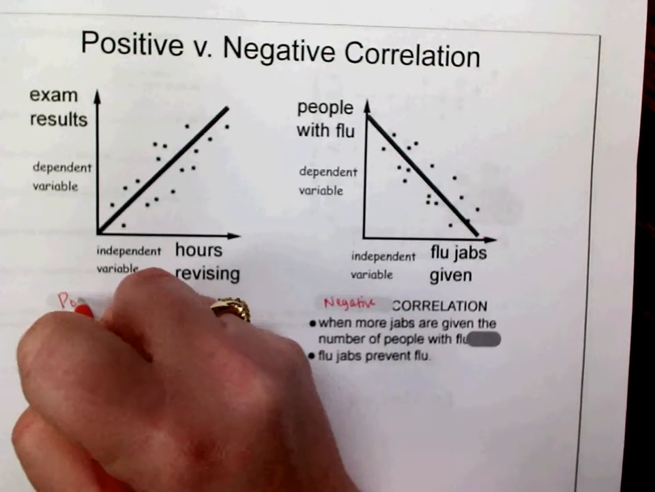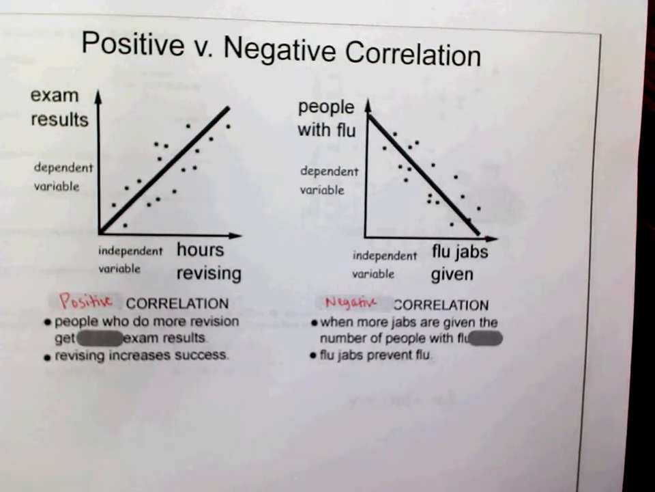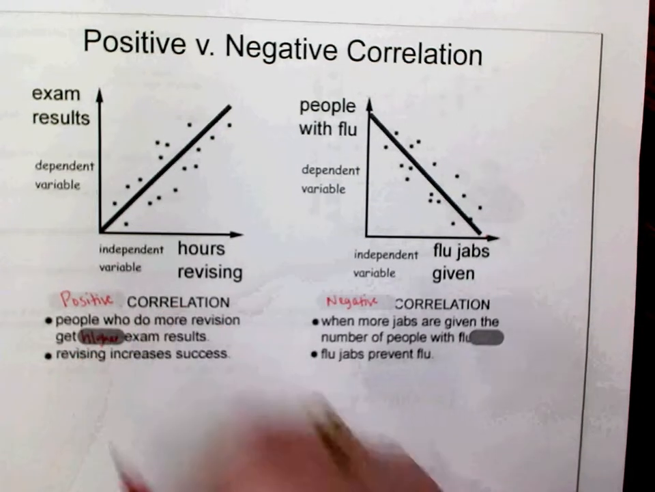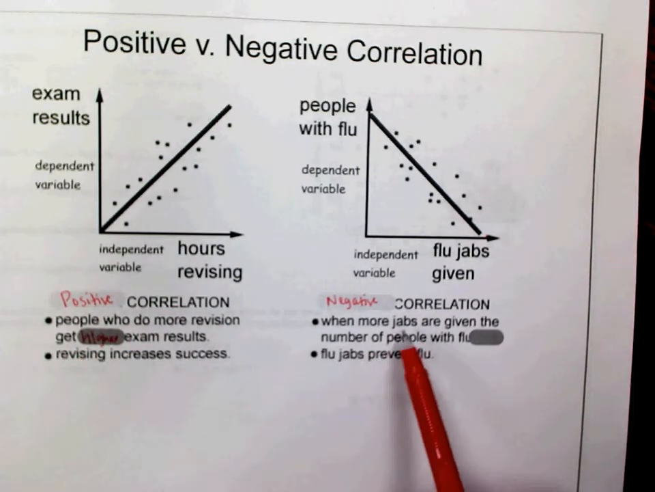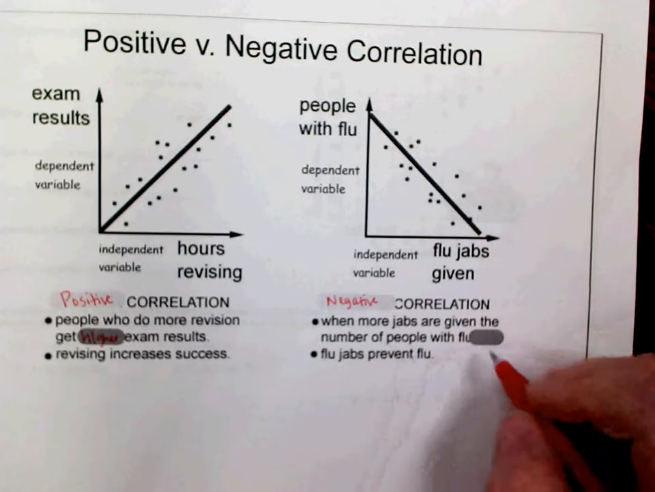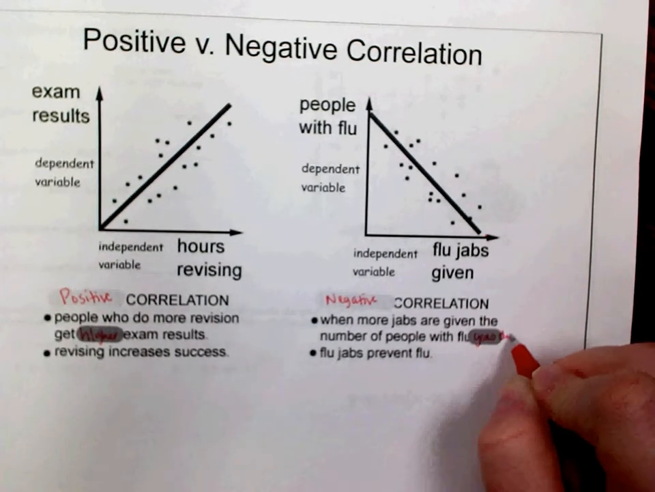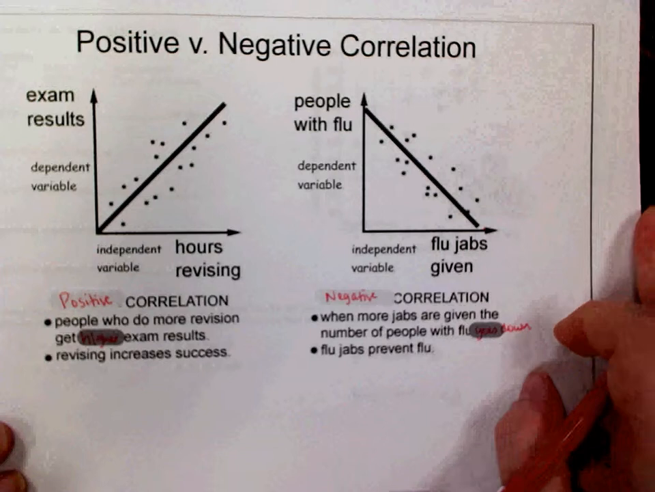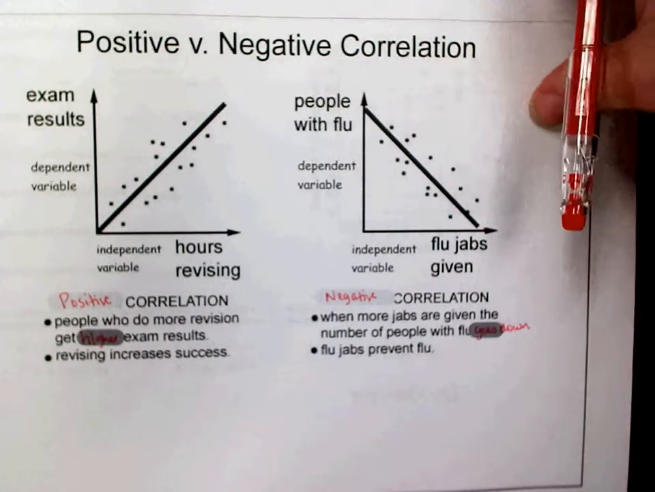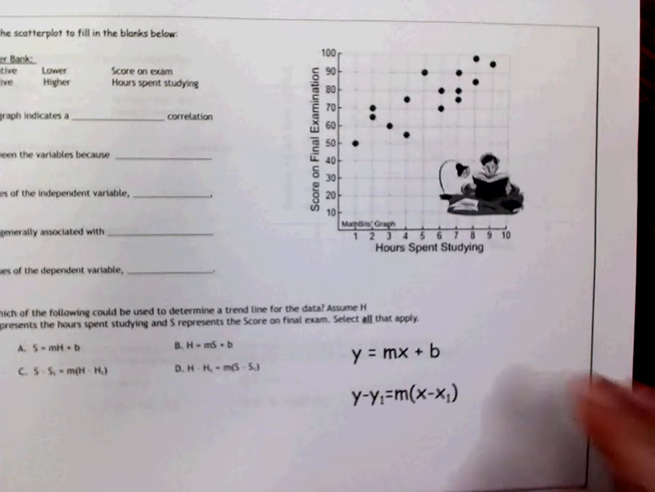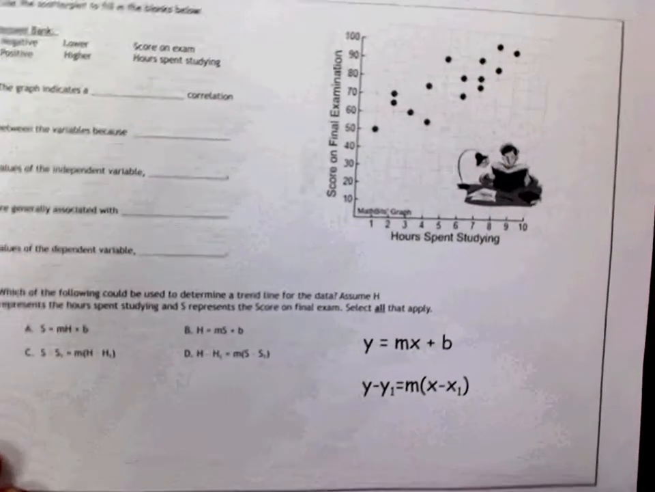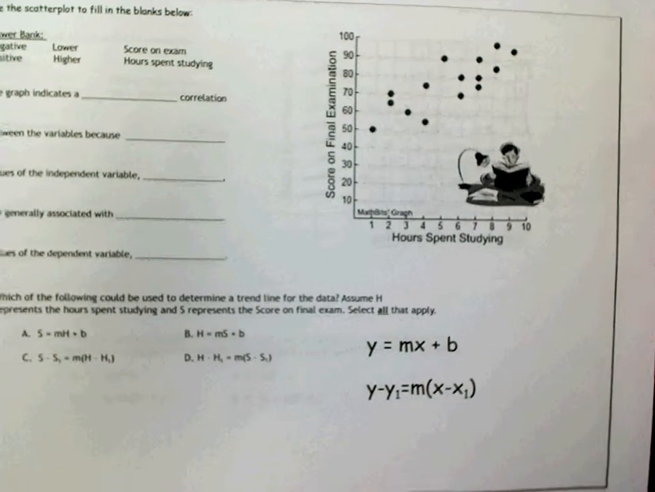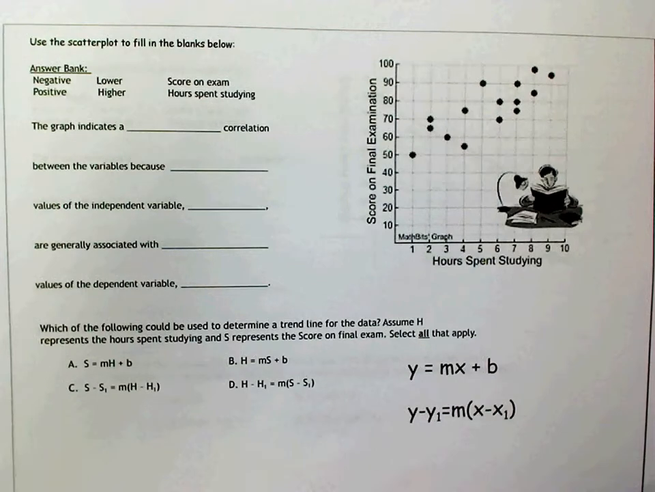whereas when they go uphill, that's a positive correlation. So people who do more revision get higher exam results. When more people get shots, then the number of people with the flu goes down or decreases. Okay, so that's the difference between positive and negative correlation. Make sure you're completing your notes as we go through these examples. So you'll be working problems similar to this on your assignment today, and you will also have problems, or at least a problem like this, on your test to do as well.